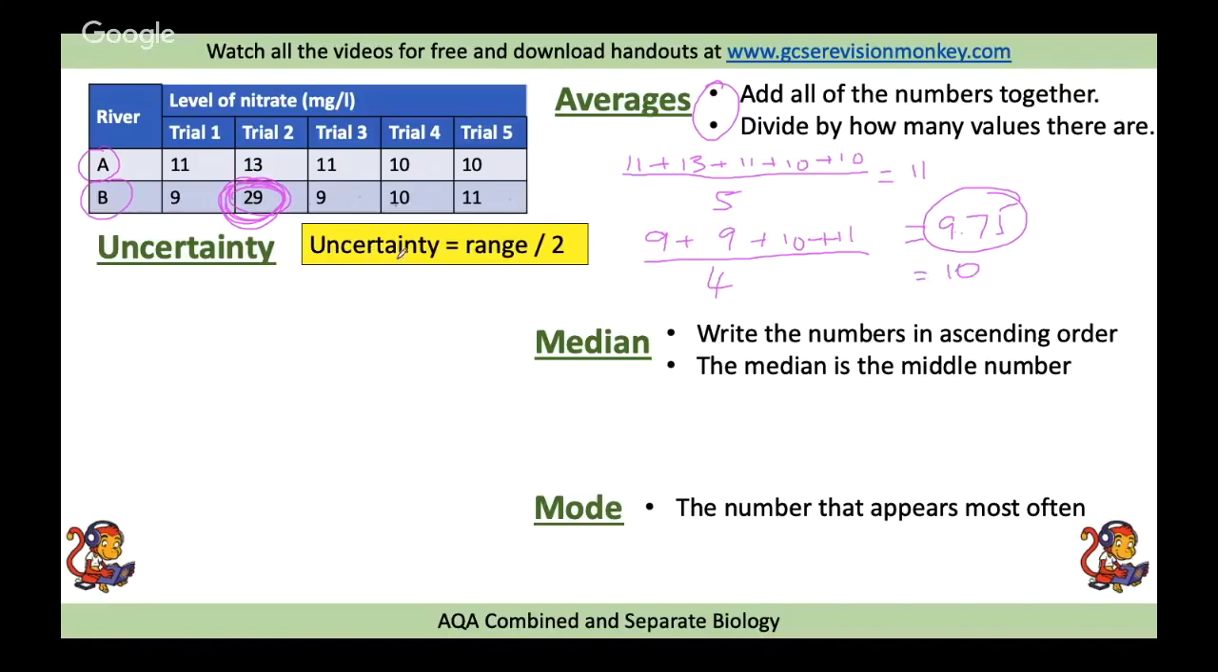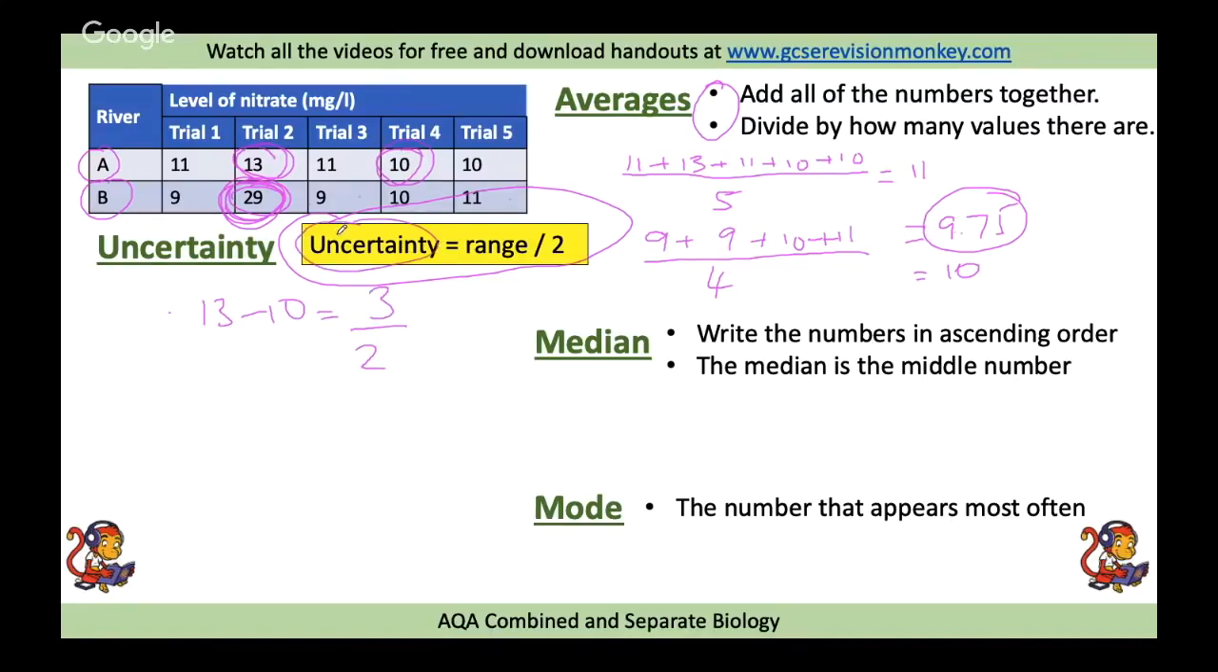Uncertainty: if you're writing that list of calculations to remember, this is definitely one. Uncertainty is range divided by 2. We don't know where it's going to come up. It could come up in biology, it could come up in chemistry or physics. So uncertainty is the range. So if we looked at uncertainty of result A, the range is 13 to 10. So 13 minus 10 will give us 3. And then we divide by 2.